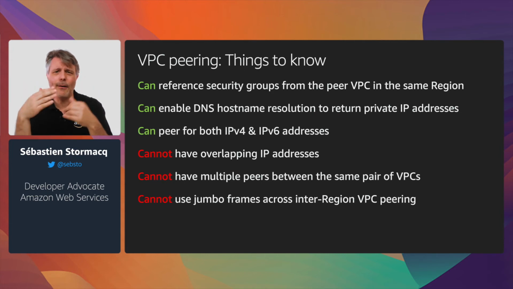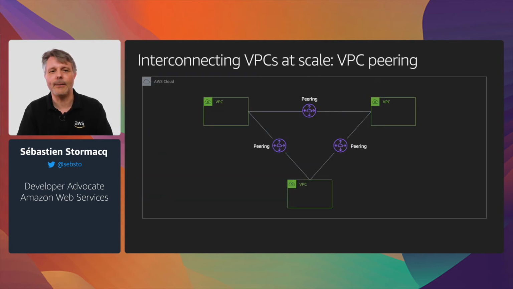It doesn't make sense to have two peering agreements between the same two VPCs. Also, if you are using jumbo frames, these are going to be dropped at the regional boundary, so it does not work across inter-region VPC peering.